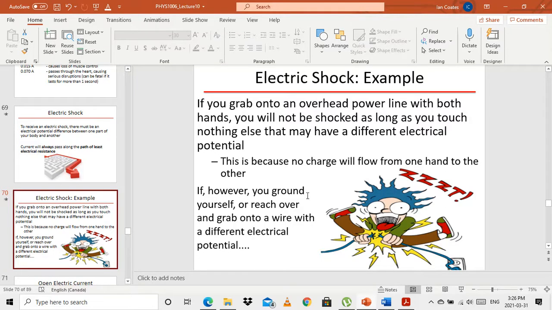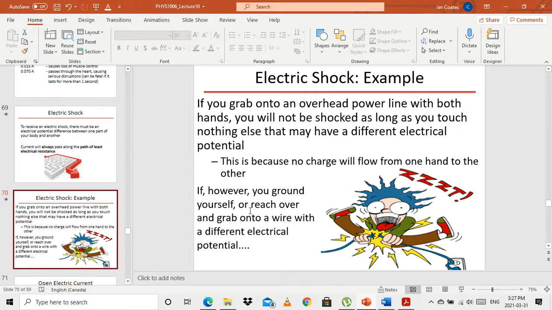If you grab onto an overhead power line with both hands, you will not be shocked as long as you do not touch anything else that may have a different electric potential. In this type of situation, there's basically no way for the water to travel down the waterfall. So that's okay. And this is because no charge will flow from one hand to the other.